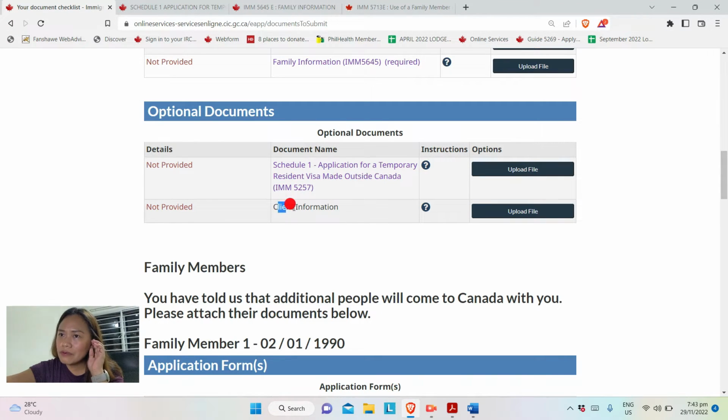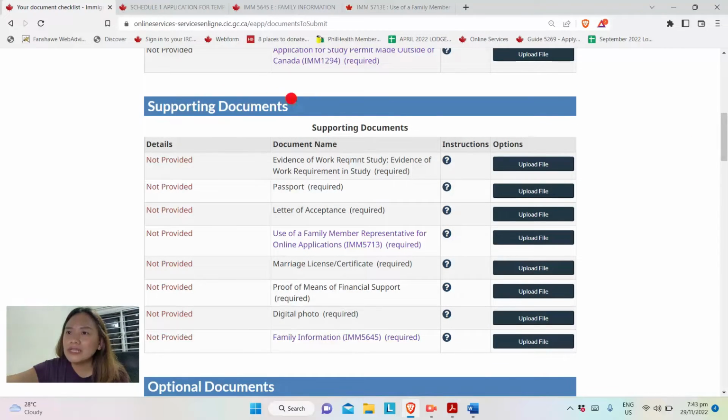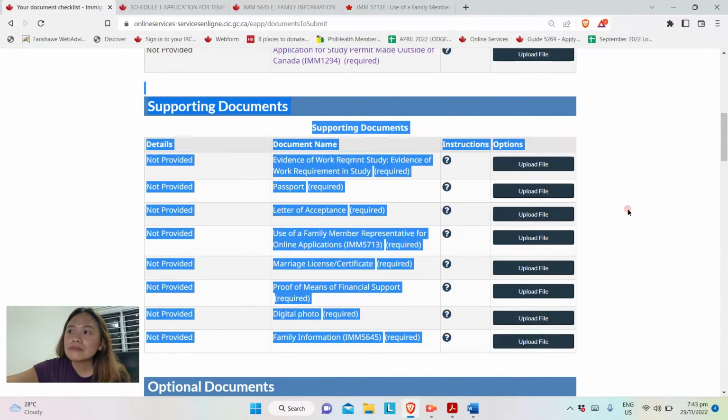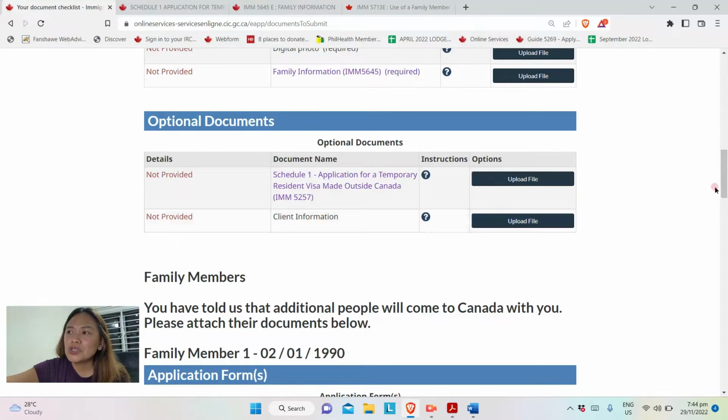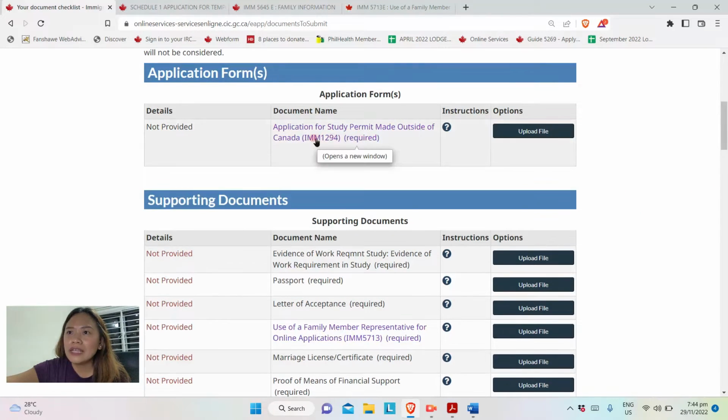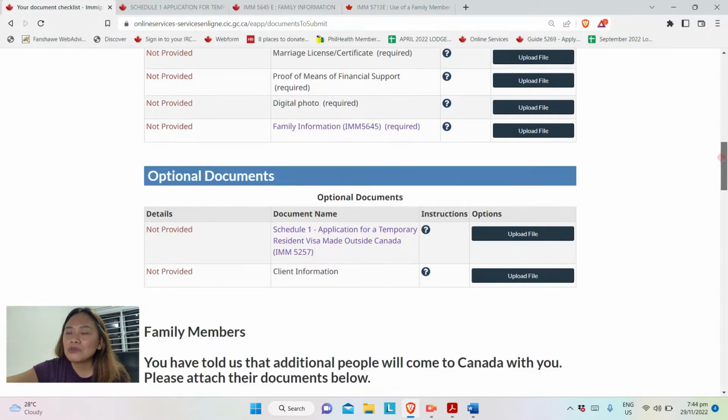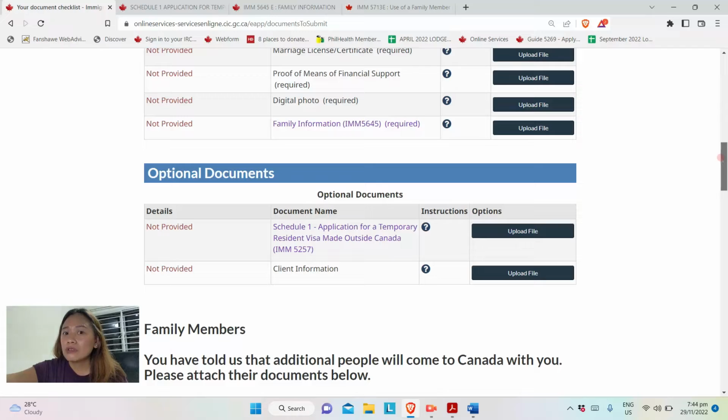In the client information form, the client information, like I said, has a lot of important information. So anything that has no specific tab in this GC key, then you have to put it in client information. Like I mentioned earlier in IMM 1294, if you had more than 3 jobs in the past 10 years, you have to create almost the same table in Word format and add it to your client information.